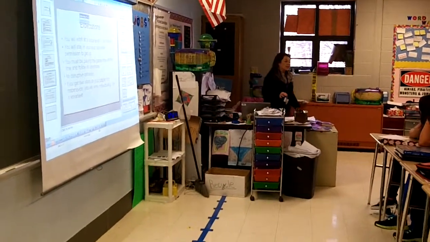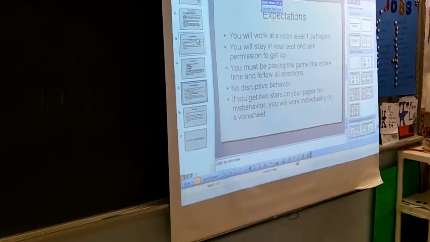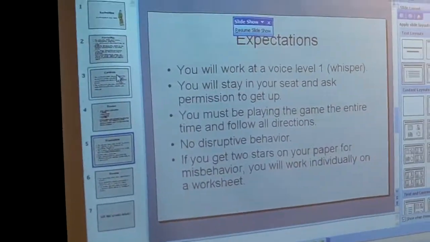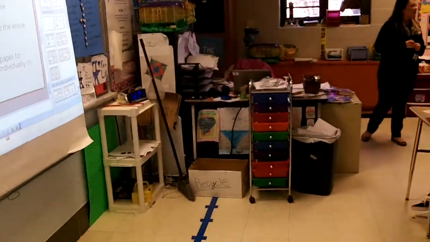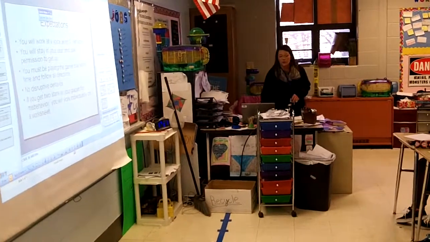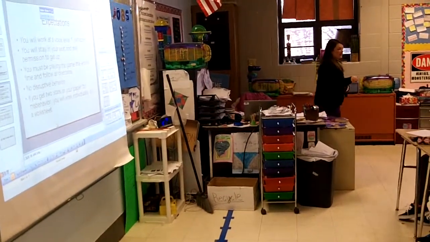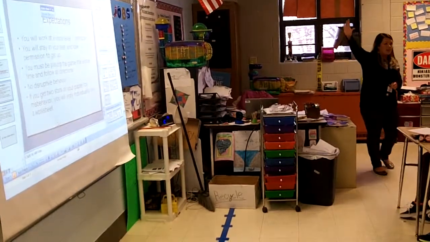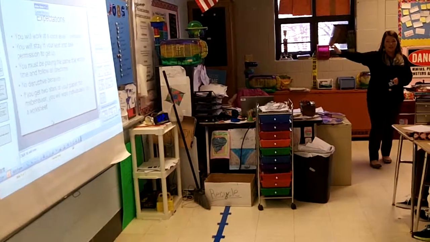All right, expectations for this. This is the important part. You will work at a voice level 1. Everyone needs to be able to concentrate, and if we're all yelling, that doesn't work out. So we need to make sure that we're at a voice level 1 when we're working. You will only talk to the people in your group. You're not talking to people in other groups. You need to stay in your seat. If you have a question, raise your hand. The only thing you should be out of your seat for is a tissue. There's no emergency trash that ever has to be thrown away.